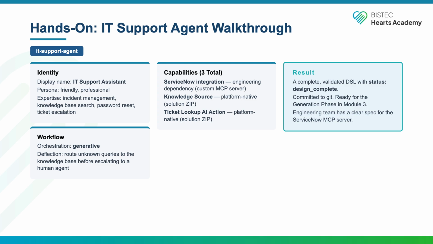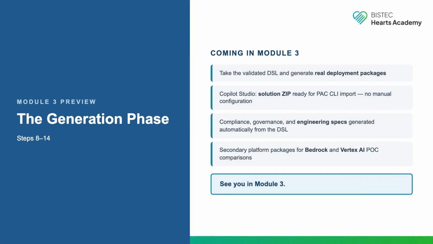The generation phase in Module 3 can start immediately from this DSL. This is what a clean design phase output looks like. 3 capabilities, clearly classified, 1 engineering dependency with an owner, generative orchestration. It is not complicated, it is specific and complete. That is the design phase complete. You now have the knowledge to execute all 7 steps independently for any agent.